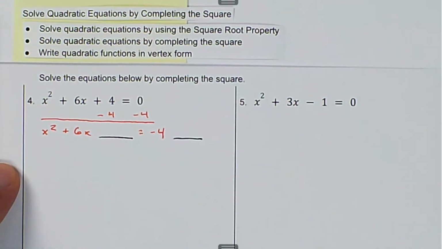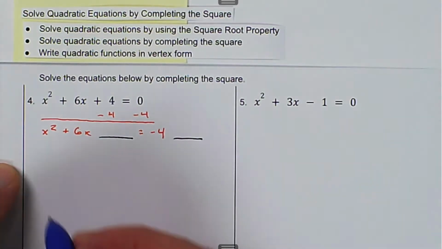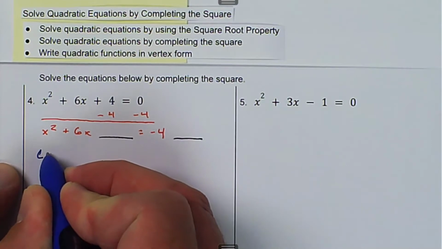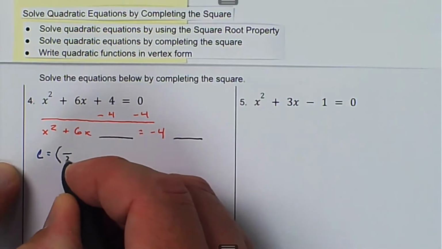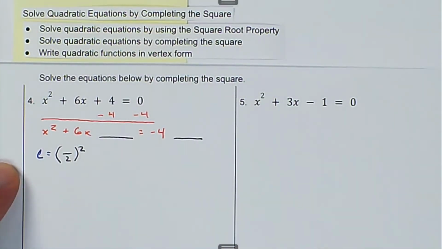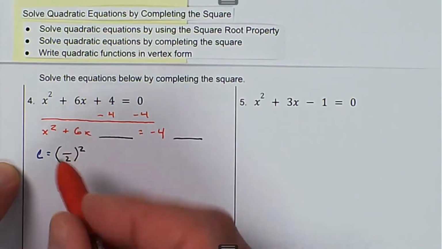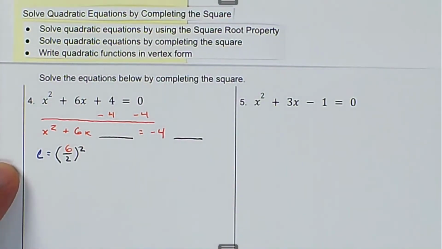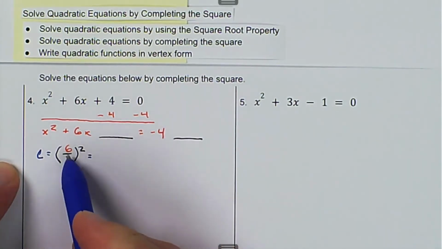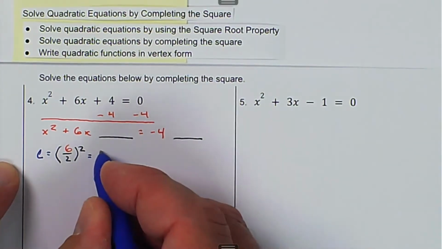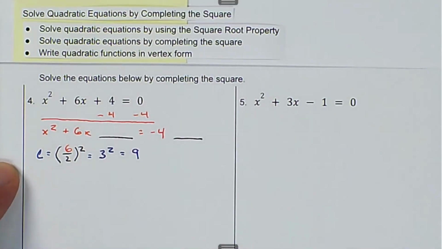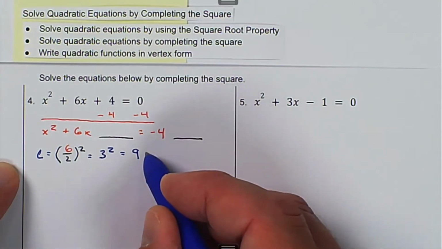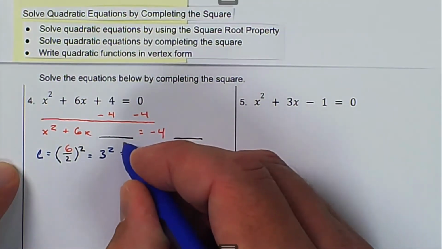So how do we get the c value? Well, the c value is whatever our b value was, so c is going to be equal to, that equation is going to stay the same, we're going to take the b value, divide by 2, and square it. Our b value is 6. So here we get 6 divided by 2 is 3, and then 3 squared is equal to 9. So in order to keep this equation balanced, we have to add 9 to both sides.